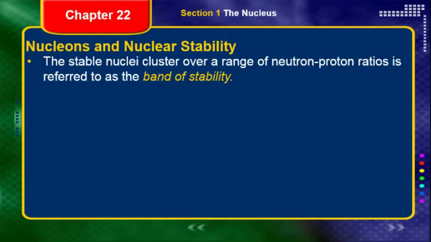Nucleons and nuclear stability. The stable nuclei cluster over a range of neutron-proton ratios that is referred to as the band of stability. What this is getting at is the way nuclei construct themselves is based on a neutron-to-proton ratio, not an absolute number of nucleons, not an absolute number of protons or an absolute number of neutrons, but the ratio of neutrons and protons to one another.